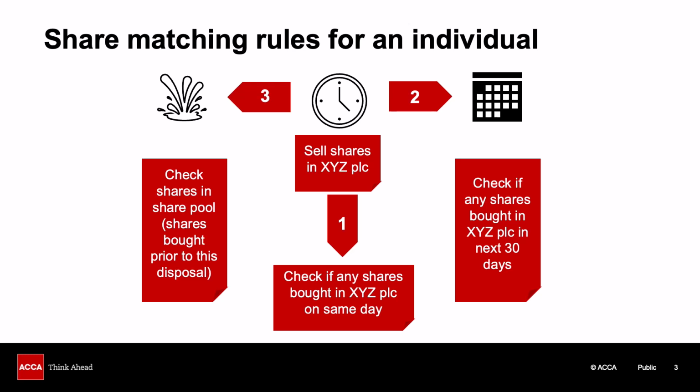Once you've checked the next 30 days, and if you still have some shares that have been sold today but not been matched up to a cost figure from step 1 or step 2, then you can move on to step 3 and look at all the shares that were bought in the time period leading up to today's sale. These shares will all be grouped together in a share pool, and we work out an average cost for the shares in that share pool. Before we look at share pools in more detail, let's just look at an example of the share matching rules.